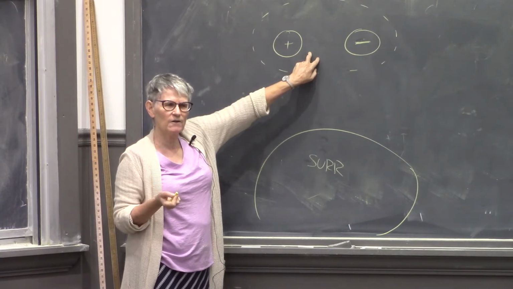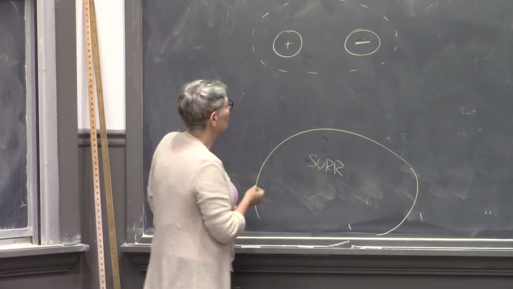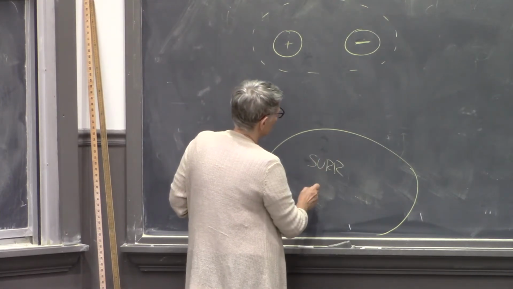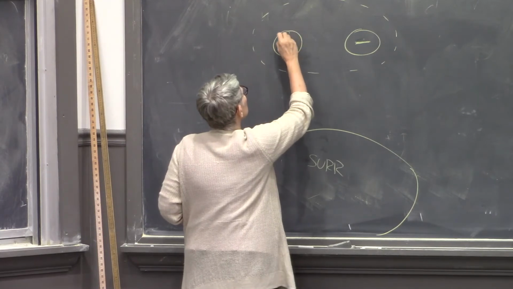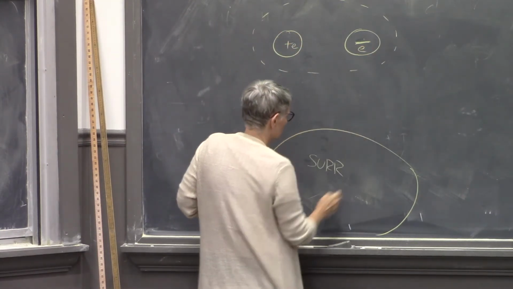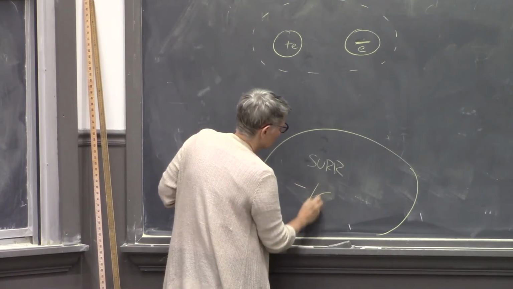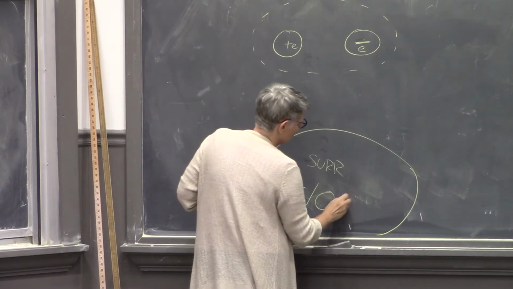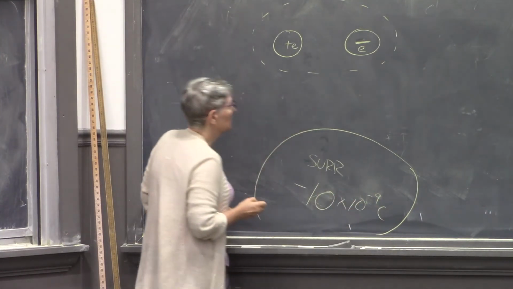How does that work out? Well, let's draw forces. Let's say that this thing in the surroundings has a charge of, let's say this is plus E, and that's a minus E, and this has a charge of a minus 10 nanocoulombs.